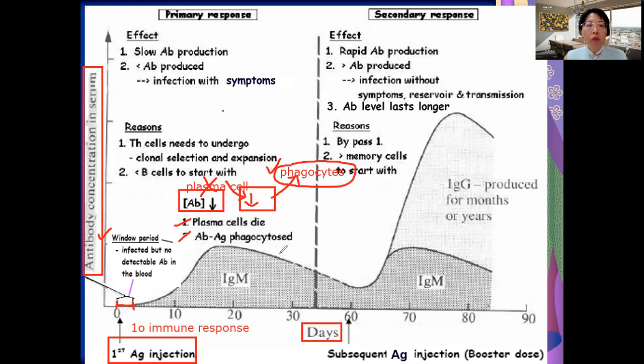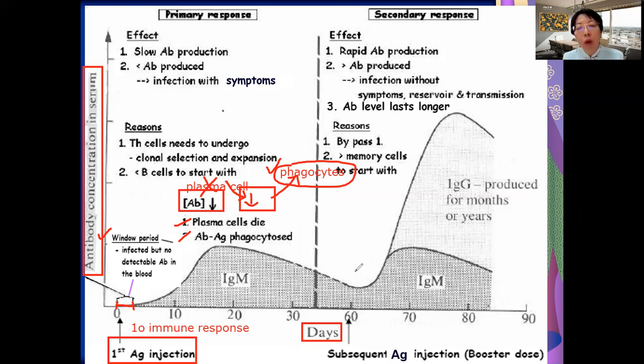So antibody level will drop already, okay? So that's the primary immune response, right? Primary immune response, this will happen. Now, second time, you see here, subsequent antigen injection. Subsequent means after the first time. The second, third, fourth, fifth, etc., they are all considered as subsequent antigen injection after the first antigen injection or first infection. So when the same antigen is being injected again to the body, the body immune system will be exposed to the same type of antigen for the second time.